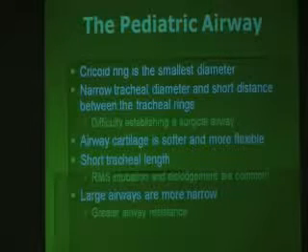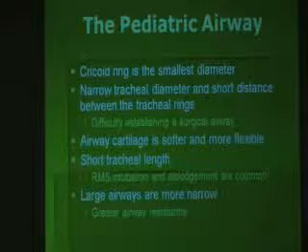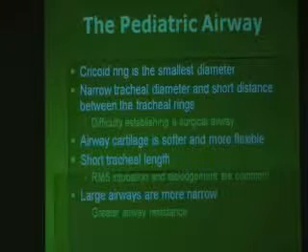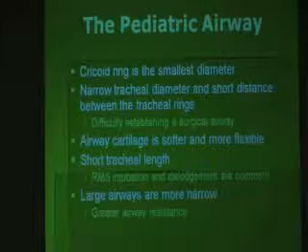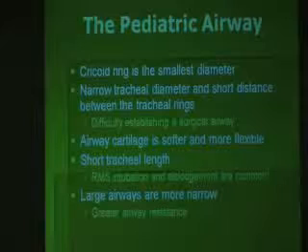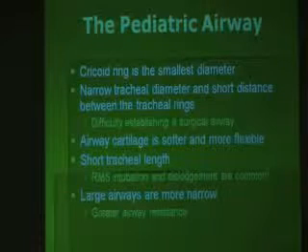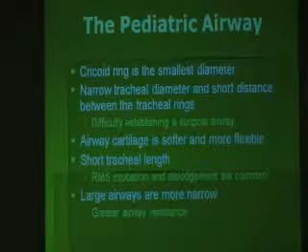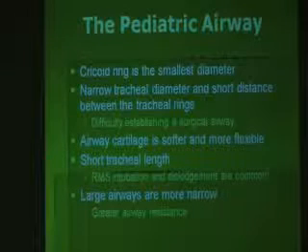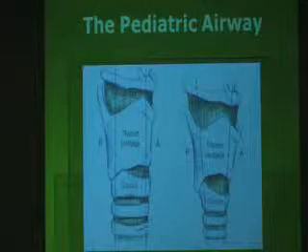Again, the cricoid ring is the smallest in diameter. They have these narrow tracheal rings and short distance between the rings, so it's very hard to get a surgical airway in these kids. It's better if you can actually intubate them. Cartilage is usually softer, more flexible. They have a short tracheal length, so again, you want to make sure when you intubate that the tube goes in one third of the length of the tube, because most of us will just shove the tube in and we're going to right mainstem it. And it's also very easy to dislodge these tubes because they are shorter. And then the airways are usually more narrow, so you have greater resistance when you're actually oxygenating them. Again, that's just another picture of the airway.